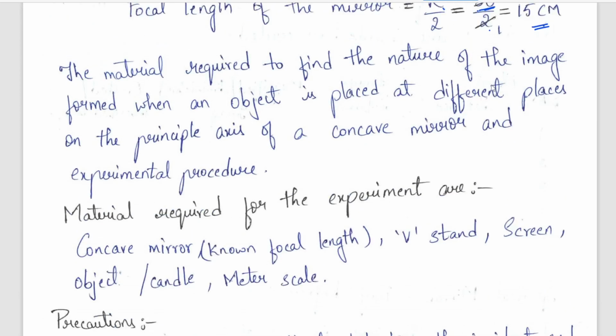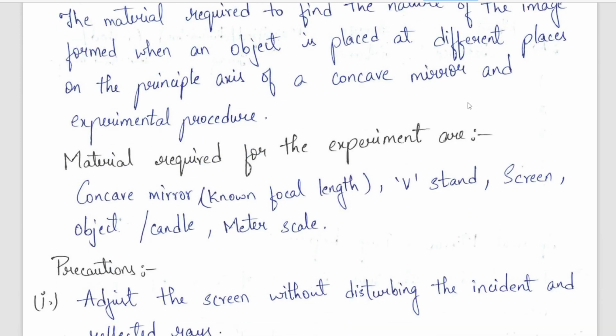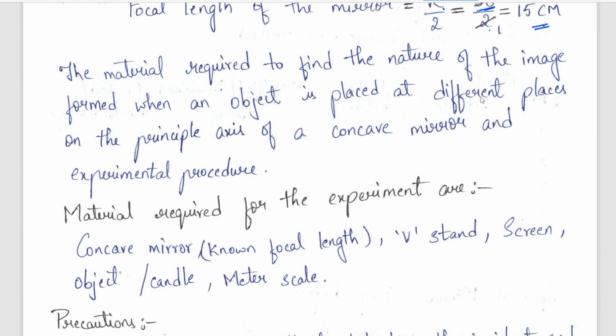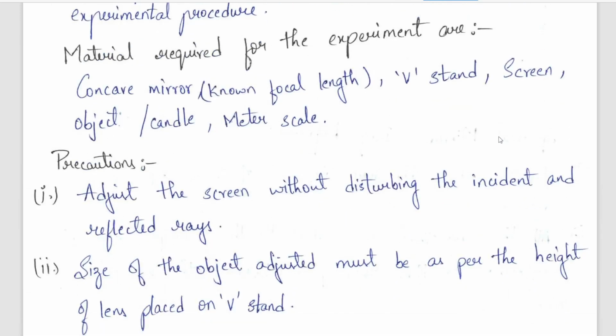Okay. Now we will see the experiment to know the nature of the image formed when an object is placed at different places on the principal axis. Okay, we are using a concave mirror to do this experiment. Now we will see the materials required for the experiment. We are taking a concave mirror with known focal length. Okay, so next we are taking a V stand, a screen, an object or a candle, and a meter scale.